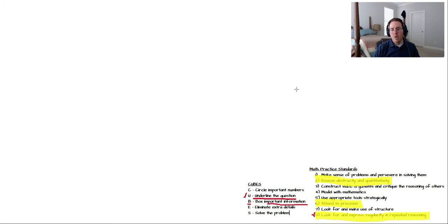Okay, so this is a very, very similar problem to what we just did. So a lot of repeated reasoning, math practice standard 8 with this one.